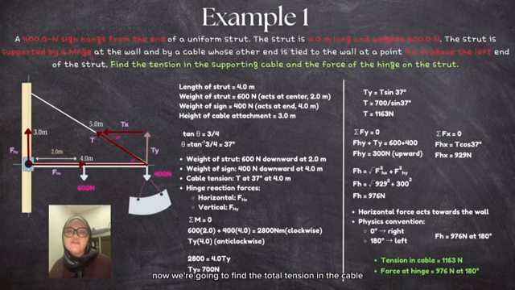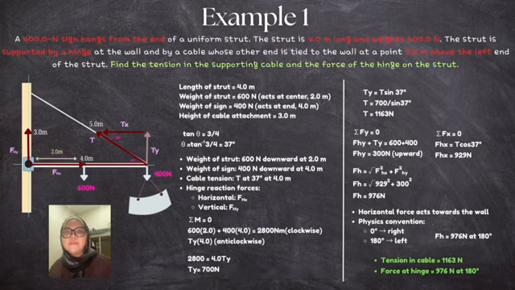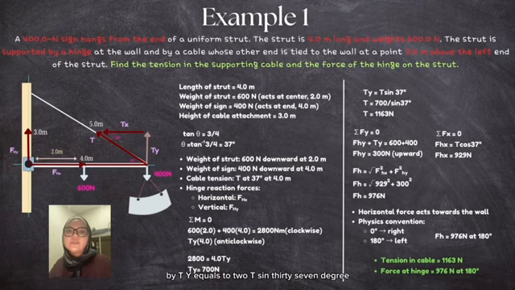This value is the vertical component of the cable tension. Now we are going to find the total tension in the cable. The vertical component of tension is related to the total tension by Ty equals T sine 37 degree. So T equals 700 over sine 37 degree, and T equals 1163 Newton. Therefore, the tension in the cable is 1163 Newton.